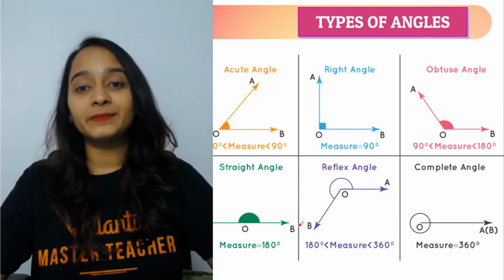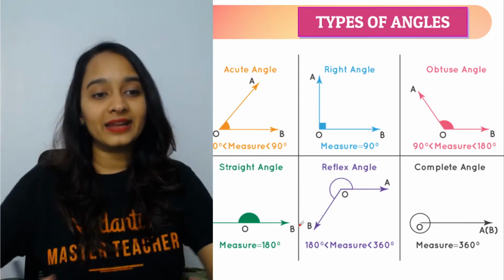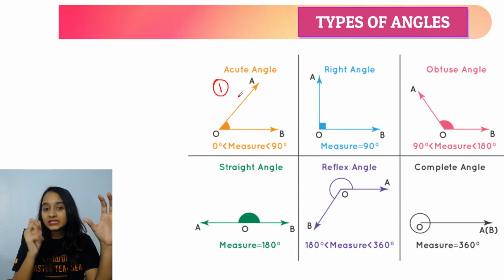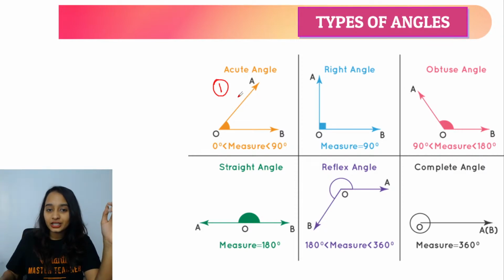And then we have learnt about the different types of angles that we have. The first one is an acute angle. All the angles lying between 0 and 90 degrees are acute.